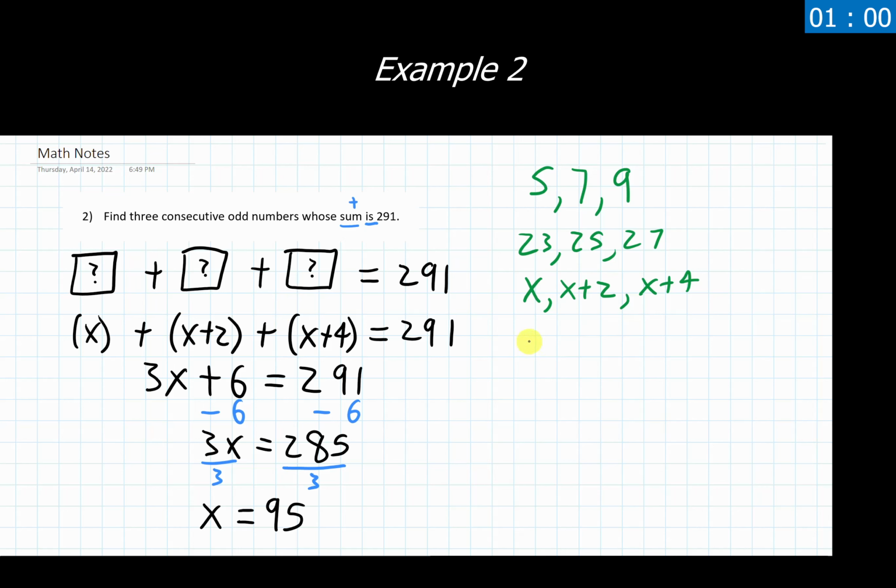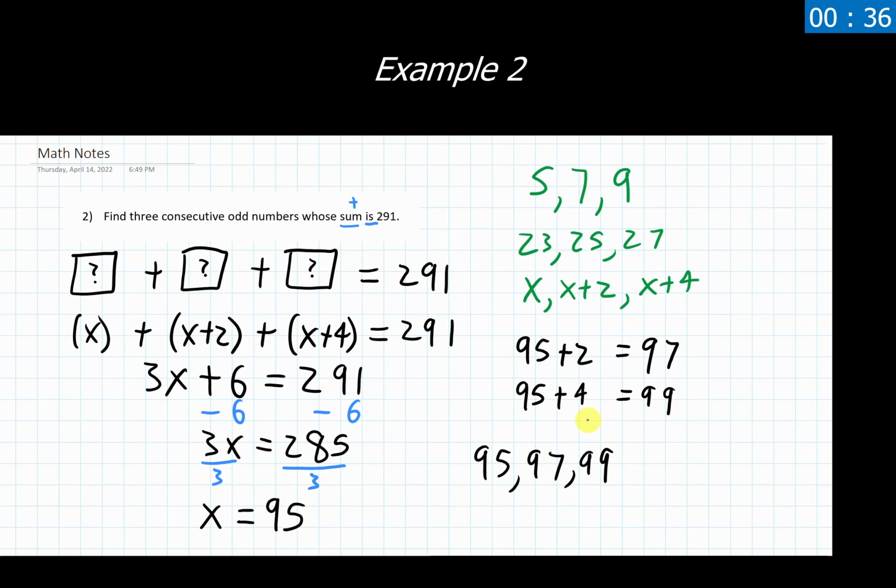So my first number is going to be 95. The next one is going to be 95 plus 2. That's going to give me 97. And then my last number is going to be 95 plus 4, which is going to give me 99. So what are my 3 consecutive odd numbers? Well, it's going to be 95, 97, and 99.